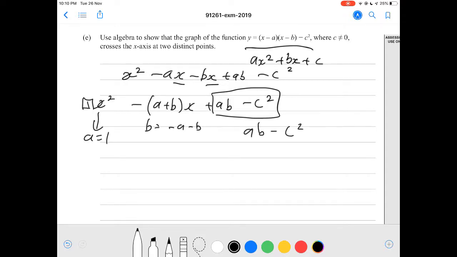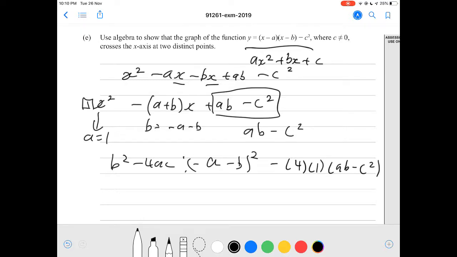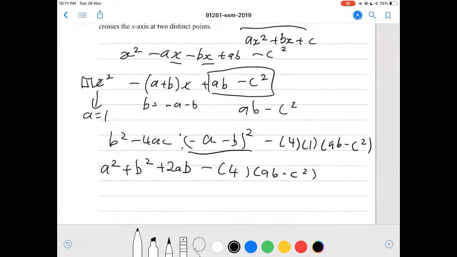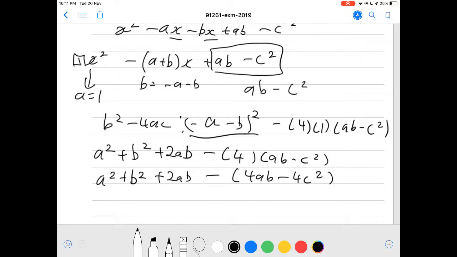Alright, so now we're going to go into the b squared minus 4ac. So negative a minus b, squared, minus 4 times 1 times ab minus c squared. Alright, so a bit of simplifying work here to do. If you expand this out, you'll get a squared plus b squared plus 2ab minus 4 times ab minus c squared. Simplifying this even more, a squared plus b squared plus 2ab minus 4ab minus 4c squared.